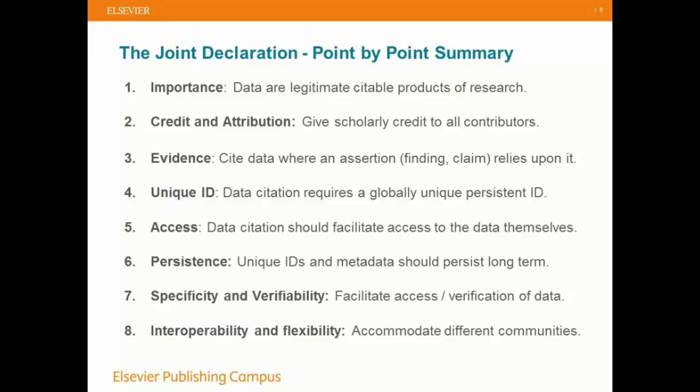And without going into them in depth, I'll just say the number one thing is that data are legitimate citable products of research. They are the foundational evidence in science, so you have to cite data where an assertion relies upon it. And then there are technical aspects about unique identification, access, persistence, and so forth that are important to support point 6, which is facilitating access to and verification of data. And the last of these, interoperability and flexibility to accommodate different communities.